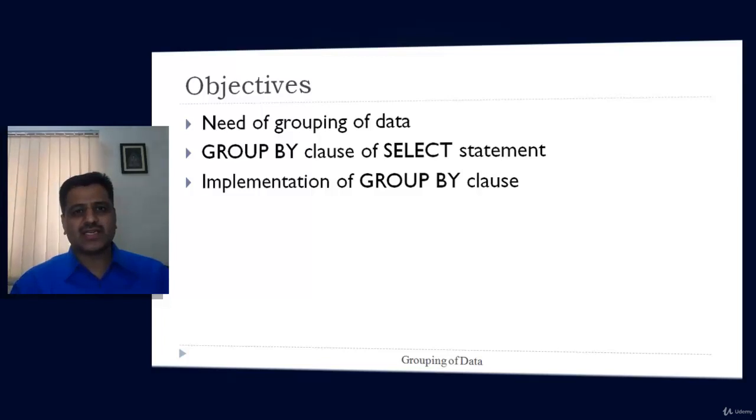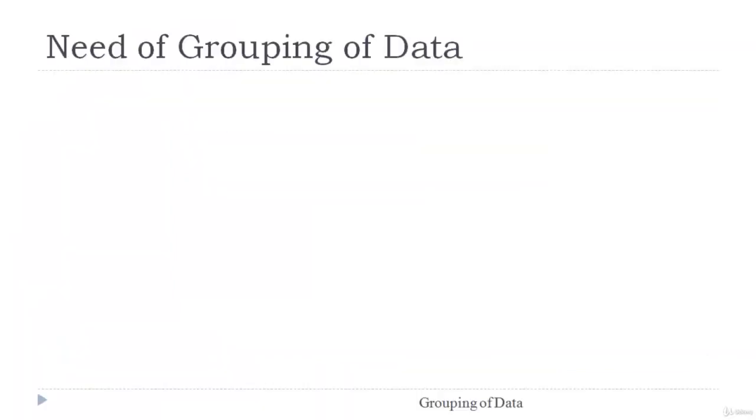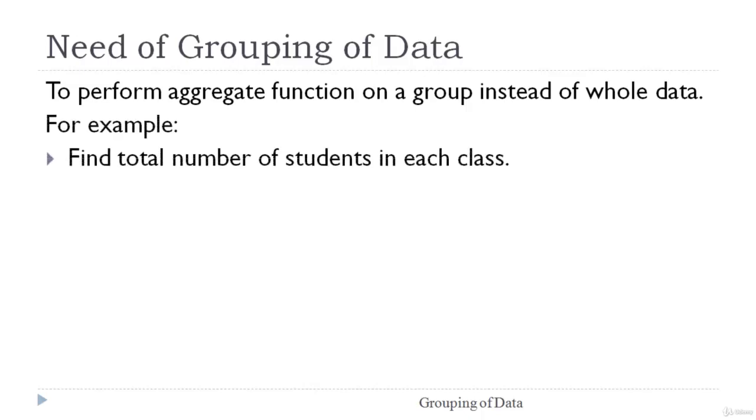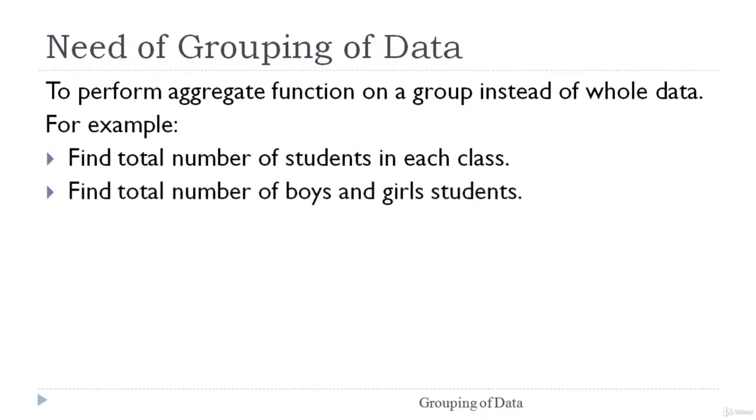Let's start this session. It is important to first understand the need of grouping of data. Grouping of data is used to perform an aggregate function on a group instead of whole data. For example, to find the total number of students in each class, we have to apply the total function on a group of class, not on the whole data set. Similarly, to find out the total number of boy and girl students, we have to apply total functions for each gender group, not on the whole data set.